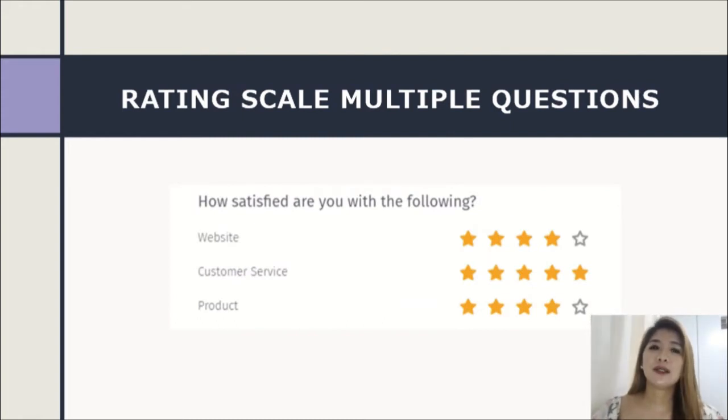Next, we have rating scale multiple choice questions. These close-ended questions require the respondent to assign a fixed value in response, usually numeric. So the number of scale points depends on what sort of questions a researcher is asking.